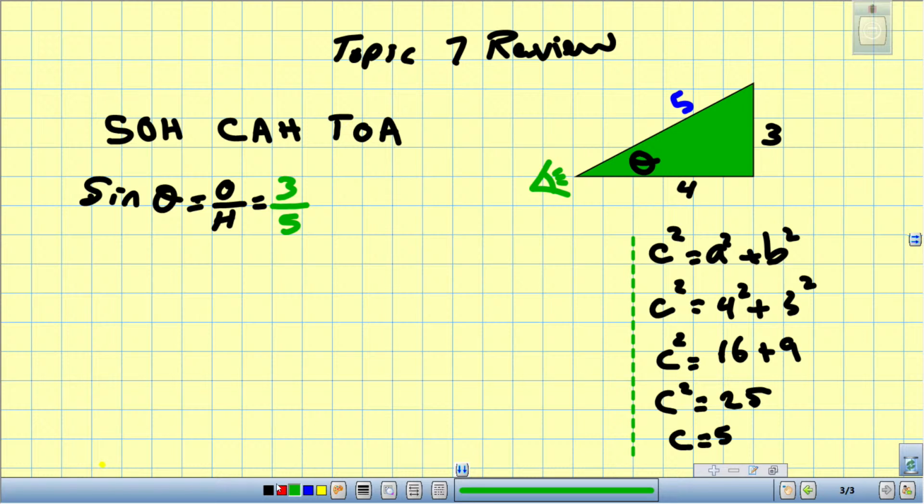Okay, let's do the next one. The next one is going to be cosine. Cosine theta. Well, what's the definition of cosine? You go back to Sohcahtoa. What's the definition of cosine?